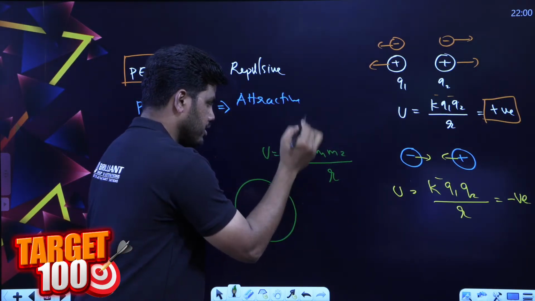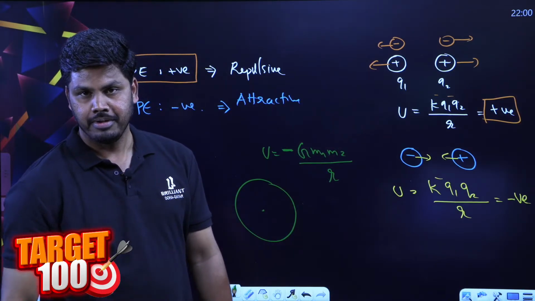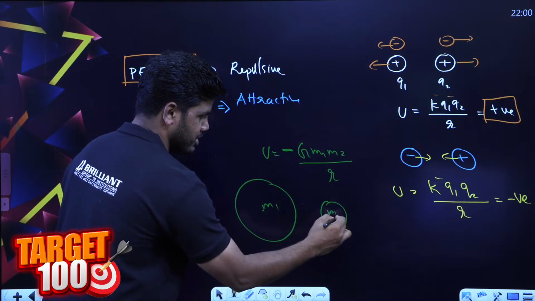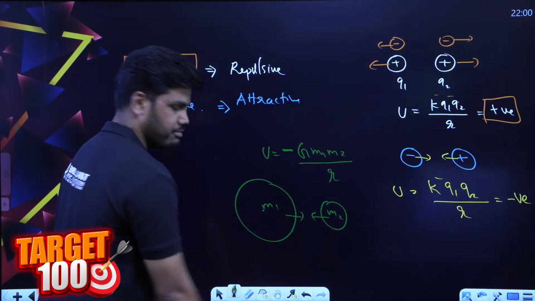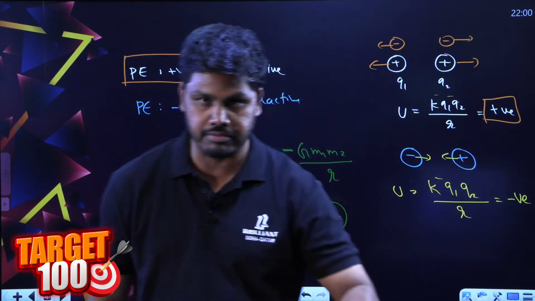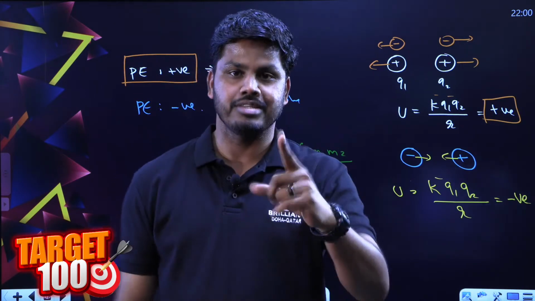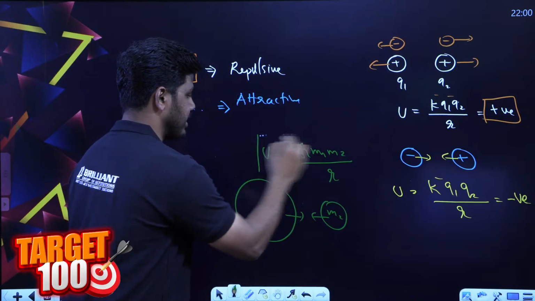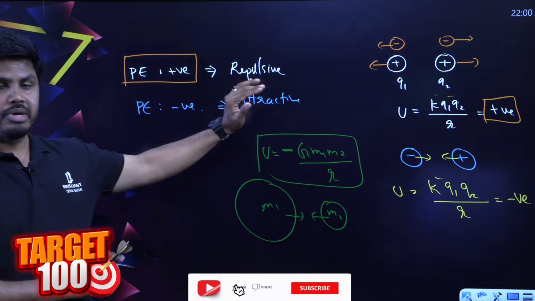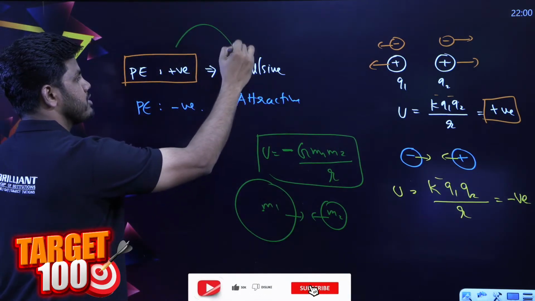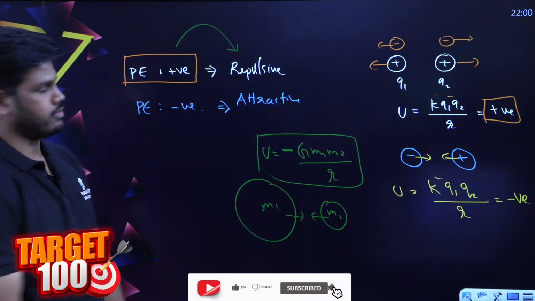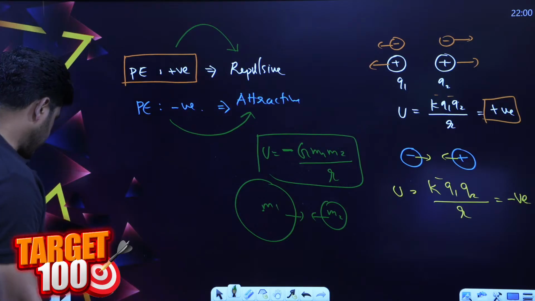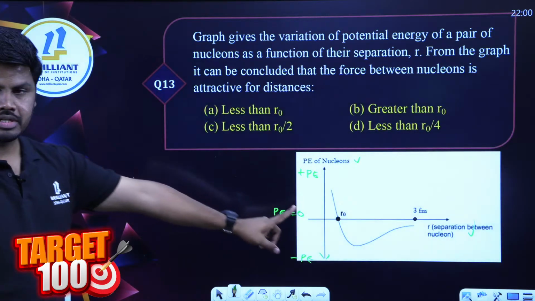This minus sign will be there permanently because force between two masses, gravitational force, is always attractive. It can never be repulsive. If it is repulsive, potential energy will be positive, but here force is attractive, so it will be permanently negative. Okay, the point I was trying to make: when potential energy is positive, force is repulsive. Potential energy negative, force attractive. Correct? Yes. Go back to that particular graph.